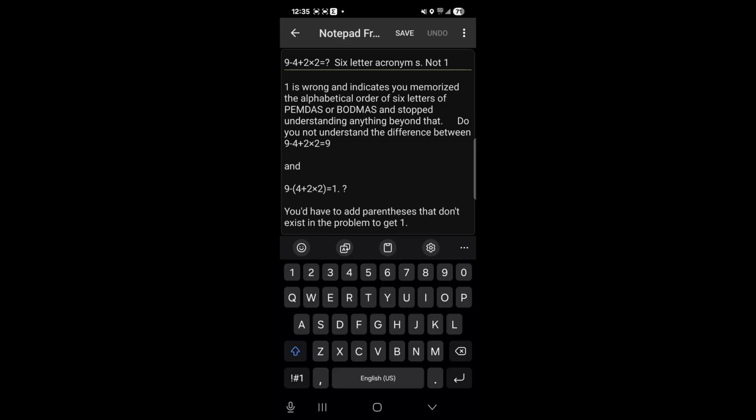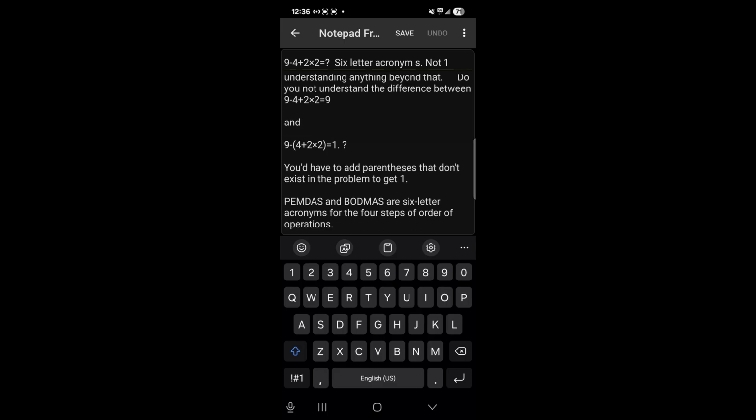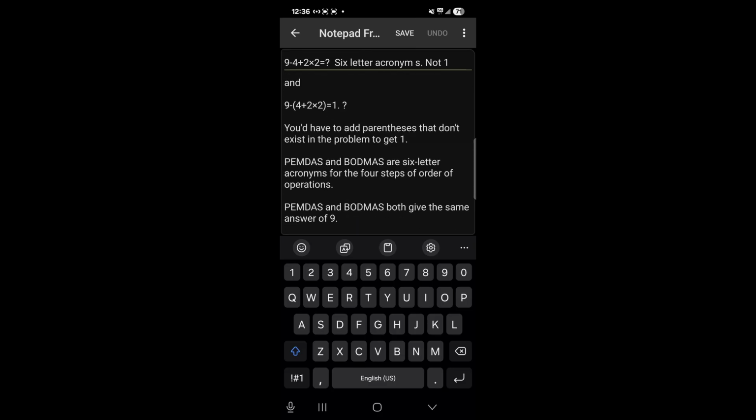And my question to people who think it's 1 is, do you not understand the difference between 9 minus 4 plus 2 times 2 equals 9, and 9 minus, and then inside of parentheses, 4 plus 2 times 2, close parentheses, equals 1? You have to put parentheses around that part of the problem in order to get the answer of 1. And the argument that people keep making is they say, well, you do addition before subtraction. It doesn't matter what order that you add and subtract. Addition and subtraction are equal.